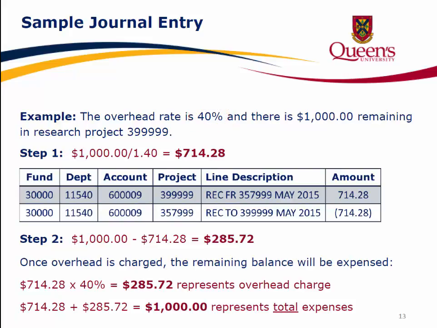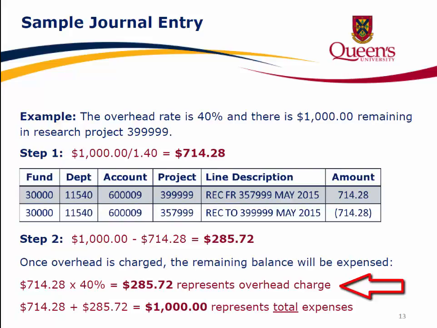In order to determine the appropriate amount of expenses to be recoded, you must first take the available cash balance of $1,000 and divide this amount by 1.4, given the overhead rate of 40%. The result of this calculation is $714.28, which represents the direct expenses that can be charged or debited to the project. Once the overhead process is administered at the end of the month, overhead will be charged to the project at a rate of 40%.